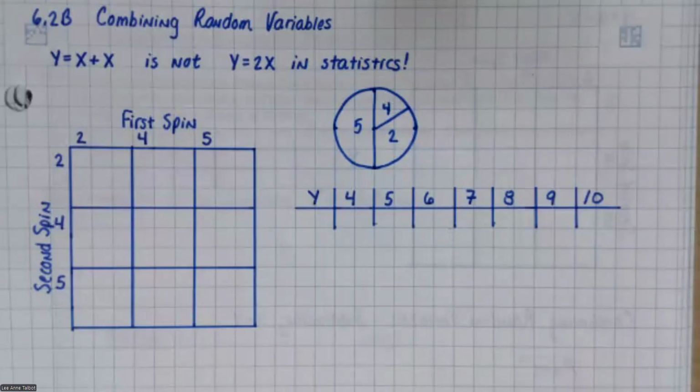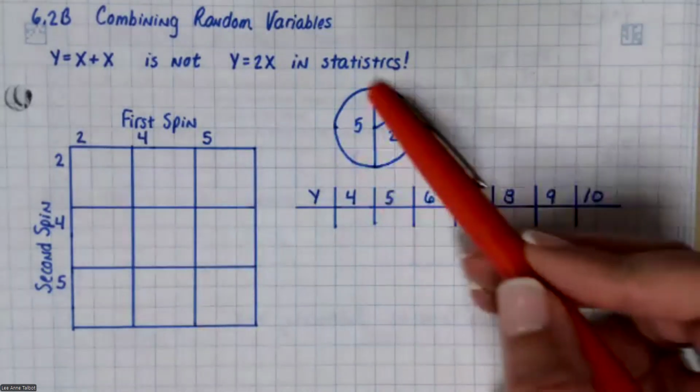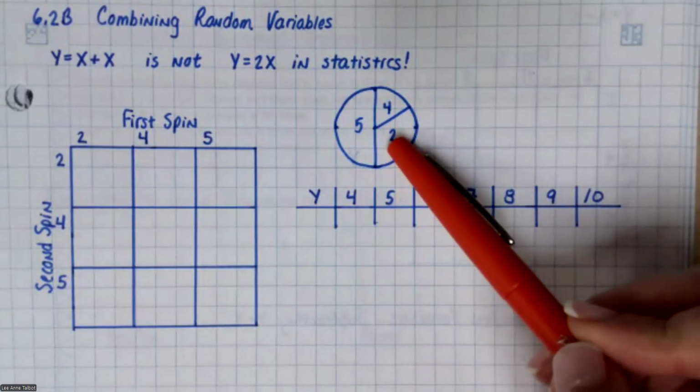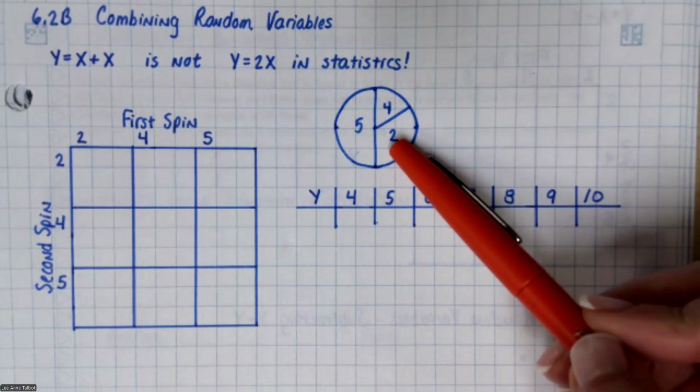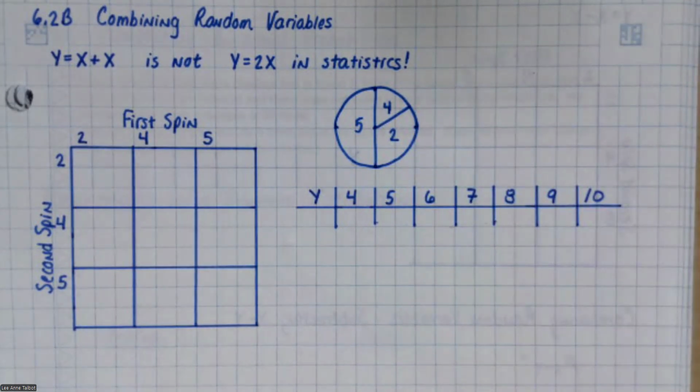Okay. This spinner right here is the same spinner from the 6.1a lesson. I believe it was 6.1a. Has the same proportions. We're going to use that again. The first thing I want to explain is my first statement. And this might be weird for you. Y equals x plus x is not y equals 2x in this class.